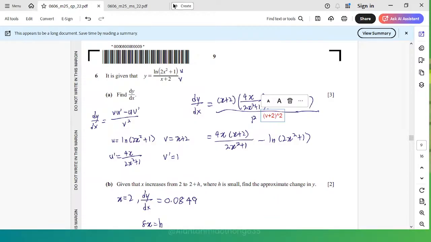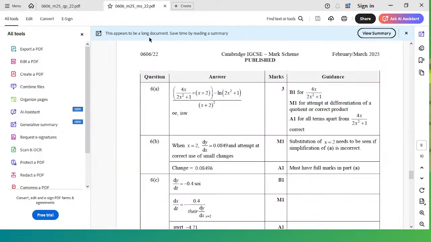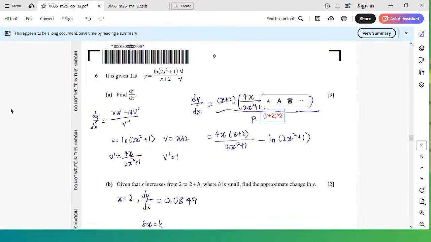But I think I do score a few marks here. I think I take 2 still. B1 for 4x over 2x squared. Attempt at differentiation. A1 for all terms apart. Correct. Okay, so I still take 2 marks because this is a B1 mark and attempting to differentiate a quotient. So this should give me B1 M1. Give me 2 marks over here.